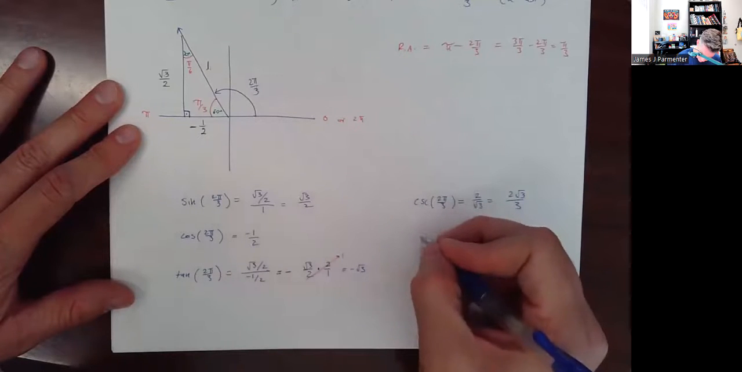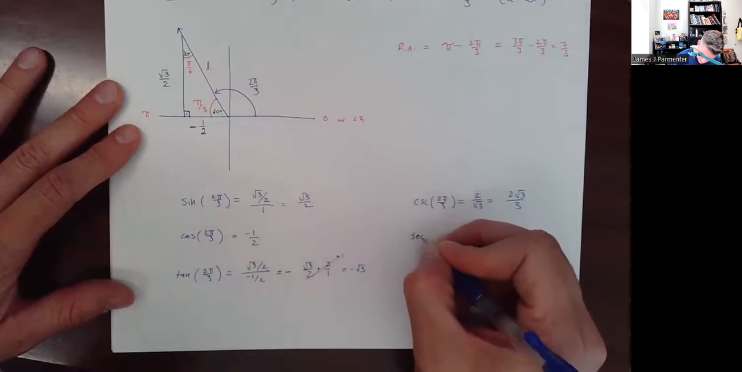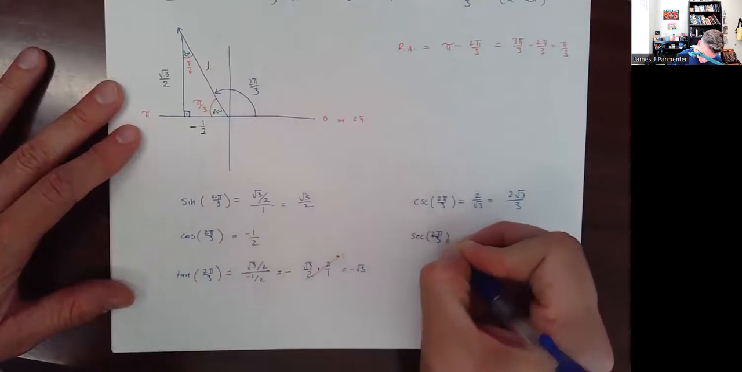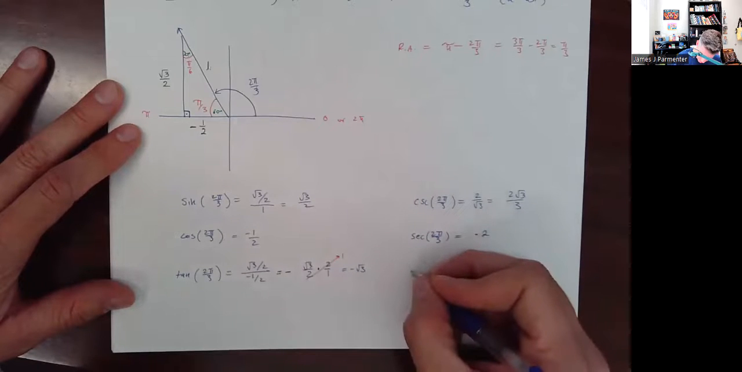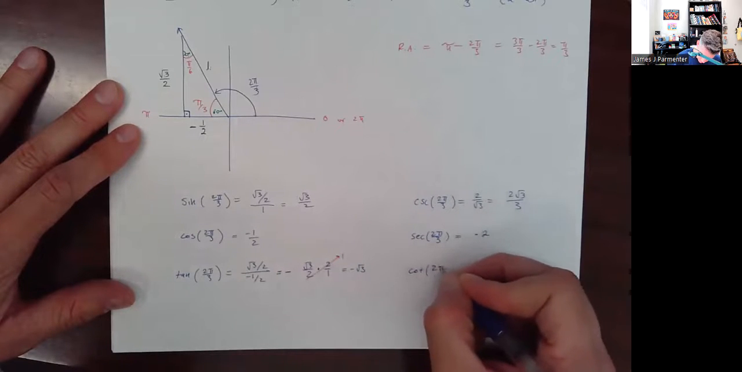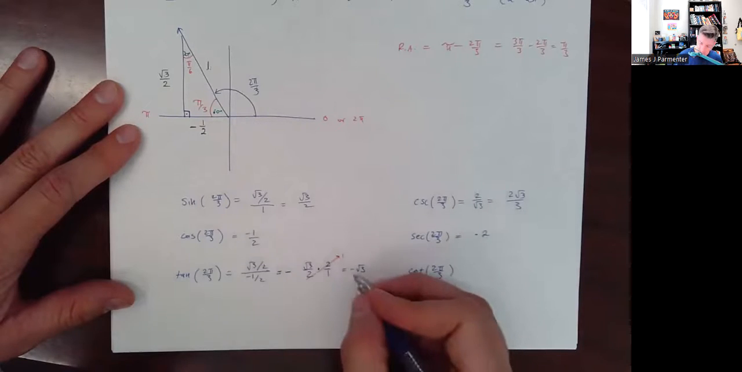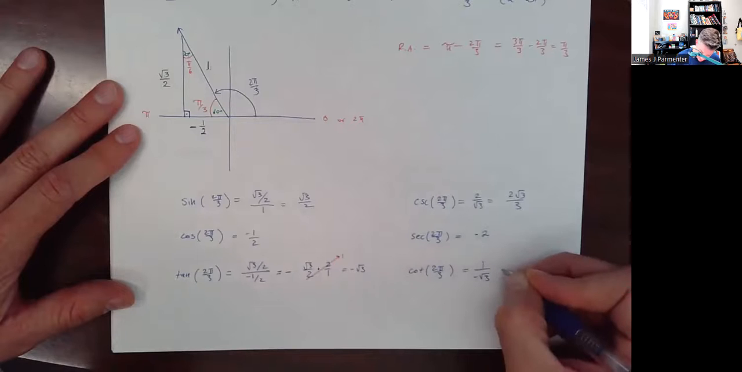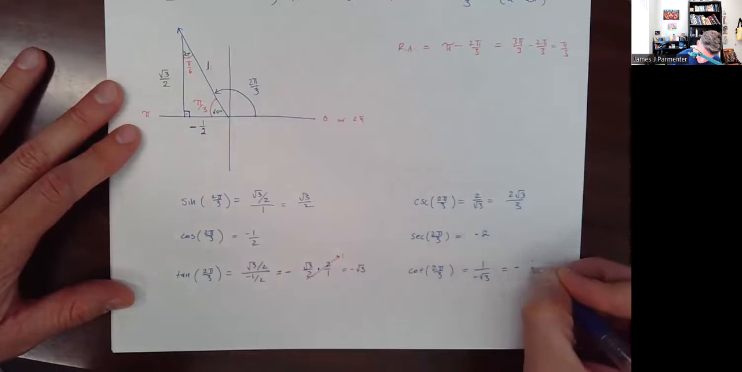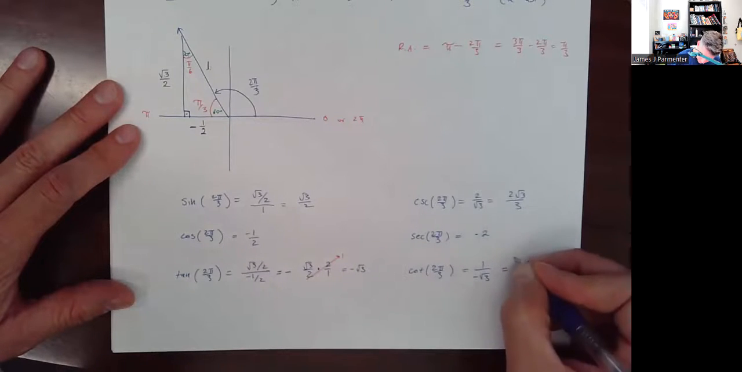The reciprocal of cosine of 2 pi over 3 is going to be secant of 2 pi over 3. And it's going to be 2 over negative 1, which is just negative 2. And finally, cotangent of 2 pi over 3 is going to be the reciprocal of negative √3, which is going to be 1 over negative √3, or as you should actually write it, negative √3 over 3.